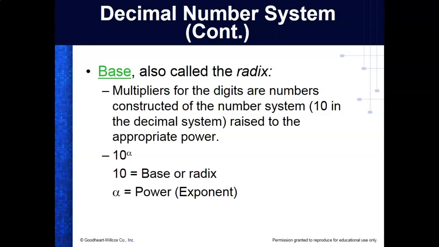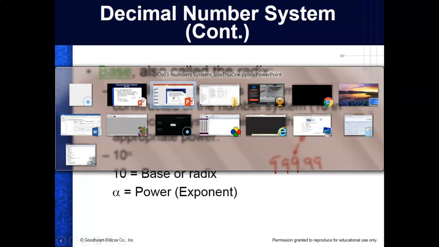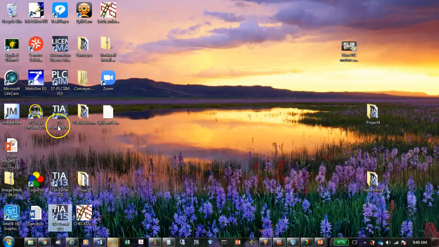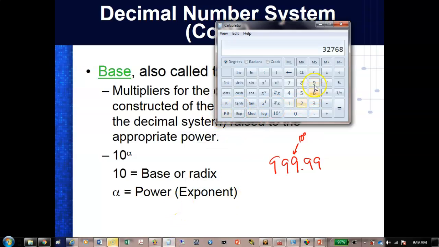Base, also called the radix. Multipliers for the digits are numbers constructed of the numbering system, 10 raised to some power. So this would be the base and this would be the radix. When we write the number, this digit holds the weight of the base, which is base 10, raised to the 0 power. And any number raised to the 0 power, anybody know what that is? Let's take 9, and we'll raise it to the 0 power, and it's 1. So any number raised to the 0 power is 1.